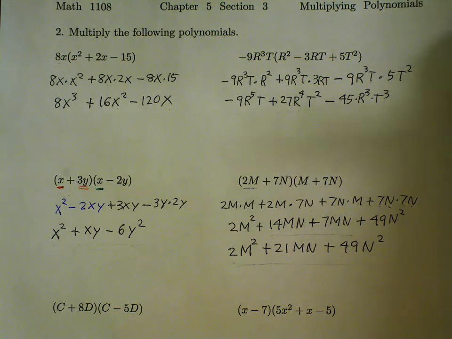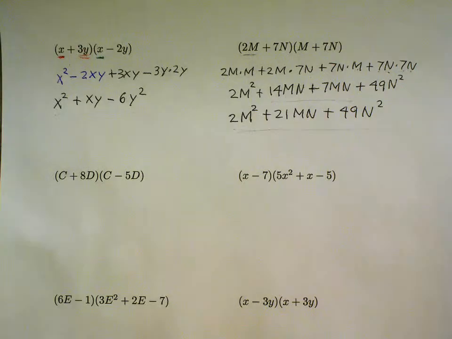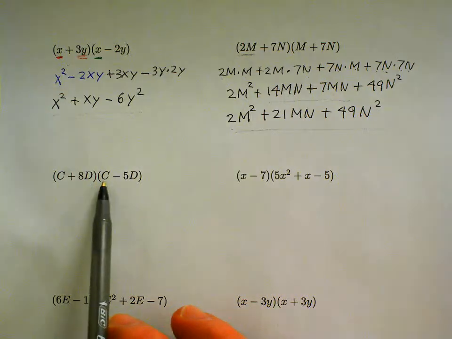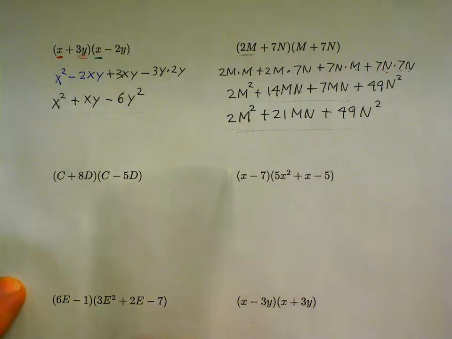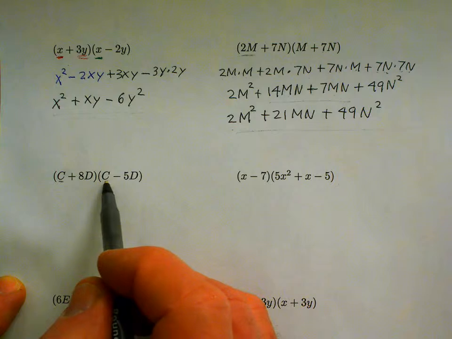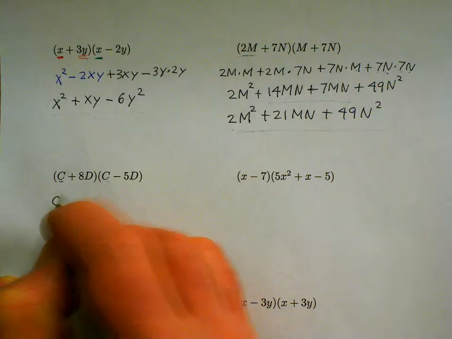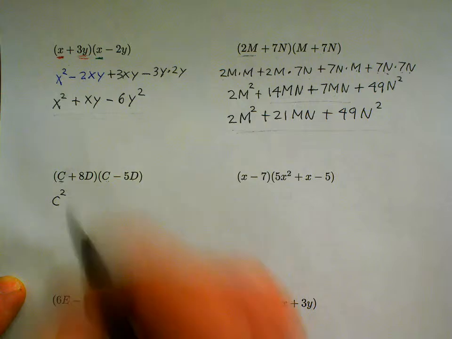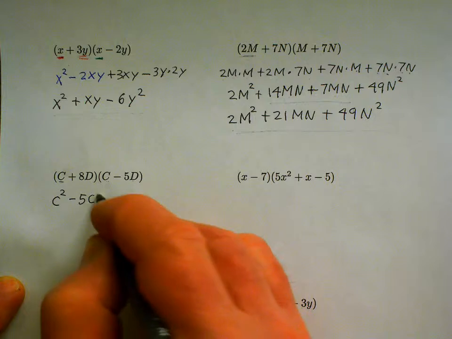Okay, the next example, we're multiplying two binomials again. The binomial c plus 8d, we are multiplying that by another binomial, c minus 5d. Okay, so start with c in the left binomial, multiply c times each of the terms in the other binomial. So c times c is c to the second, and then minus c times 5d, I'm going to write it as minus 5 times cd.